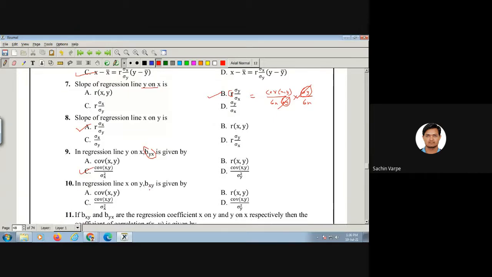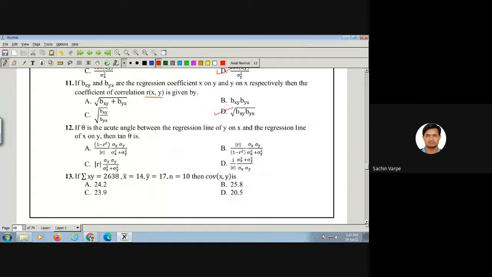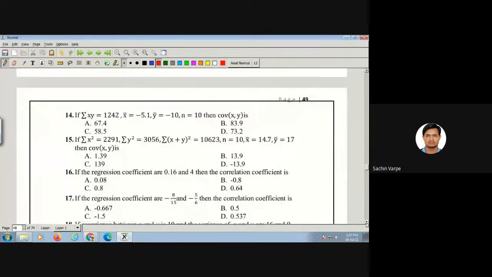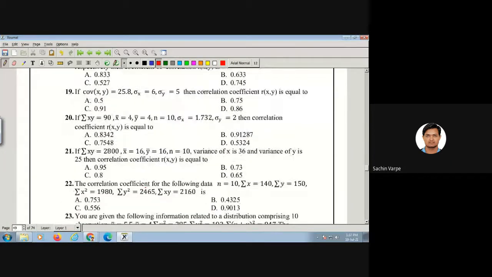Similarly, in its case what will it be? Sigma y square in the denominator. Okay, bxy and byx are the regression coefficients. Then the r of xy in terms of these two regression coefficients is the product of these two. So just go through these questions.